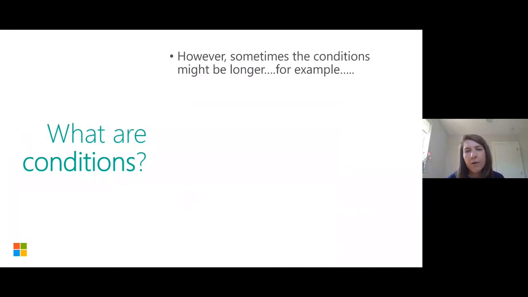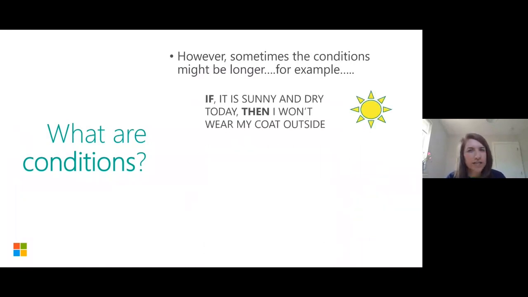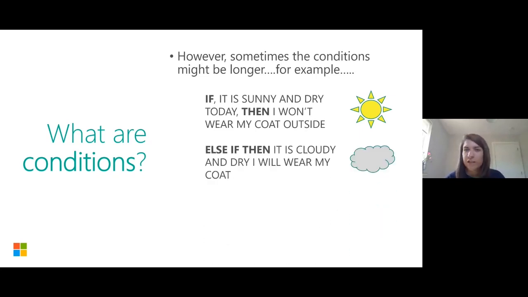Okay, so how about if it's sunny and dry today, then I won't wear my coat outside. So it's sunny and it's dry, so I don't need to wear my coat outside today. Else if. So we're not going straight to else, we're still going with another if statement. Else if it is cloudy and dry, I will wear my coat outside. So you're still going outside, but this time you might wear your coat. Or else, the very last option might be that I will stay inside, because if it's not sunny and dry and it's not cloudy and dry, then it maybe is wet, which isn't going to be great. So I'll just stay inside.